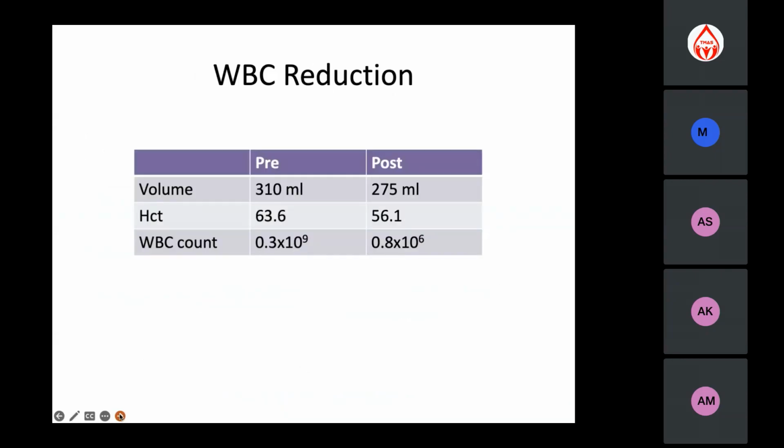Coming to WBC reduction, that is logarithmic reduction following leukodepletion. We have been given a pre-count as well as a post-count. The volume of the RBC bag pre-count is 310 ml and the hematocrit is 63%. And post-count it is 275 ml and the hematocrit is 56%. The pre-count WBC is 0.3 into 10 power 9. You are asked to estimate the residual WBC count in the bag, which we estimated as 0.8 into 10 power 6.